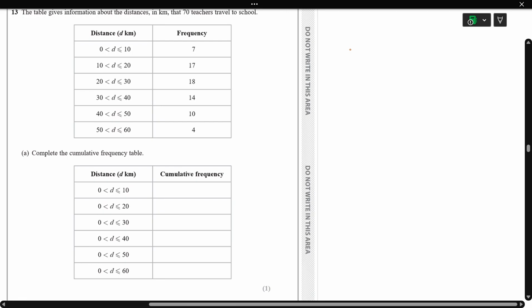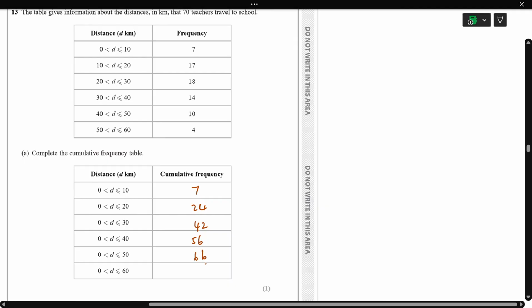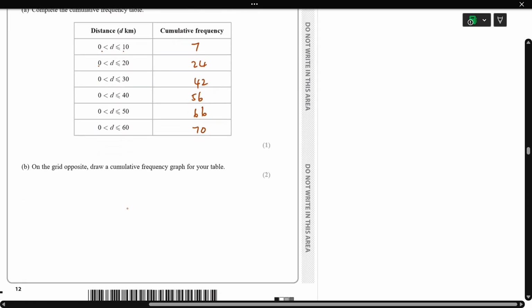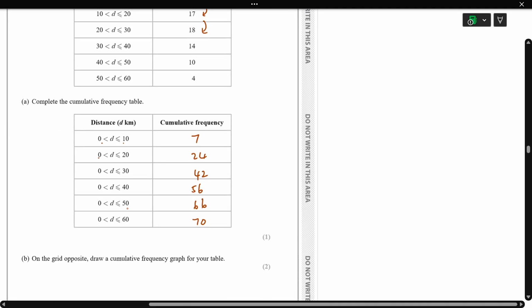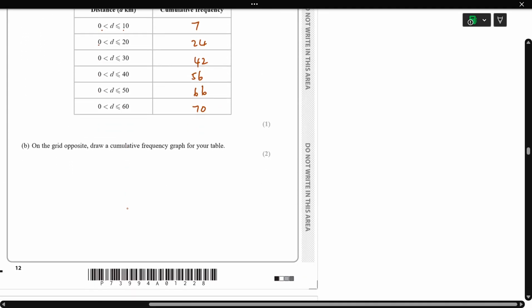Cumulative frequency for 0 to 10 is 7, and for 0 to 20 we add up both the numbers, which is 24. Next is 42, next is 56, next is 66, next is 70. So we add the first one to the second, then this answer to the next one. These are the distances 0 to 10 kilometers, 0 to 20 kilometers, and so on. On the grid opposite, draw the cumulative frequency graph from your table. So the graph at the first 10 is going to be 7.